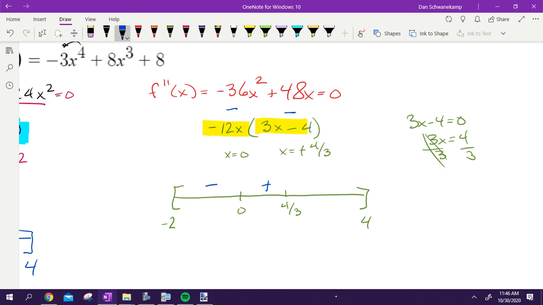A number bigger than 4/3. So like 2. If I plugged in 2 here, it'd be negative. If I plugged in 2 here, it'd be positive. Boom. How many points of inflection? Show me the fingers. How many points of inflection does this graph have?